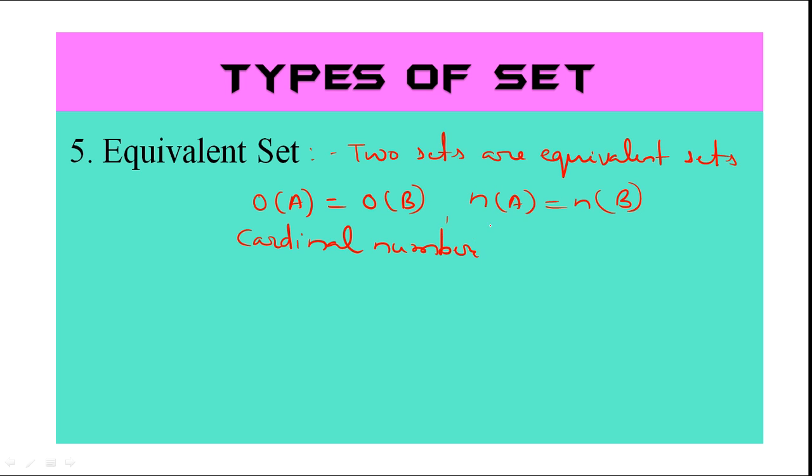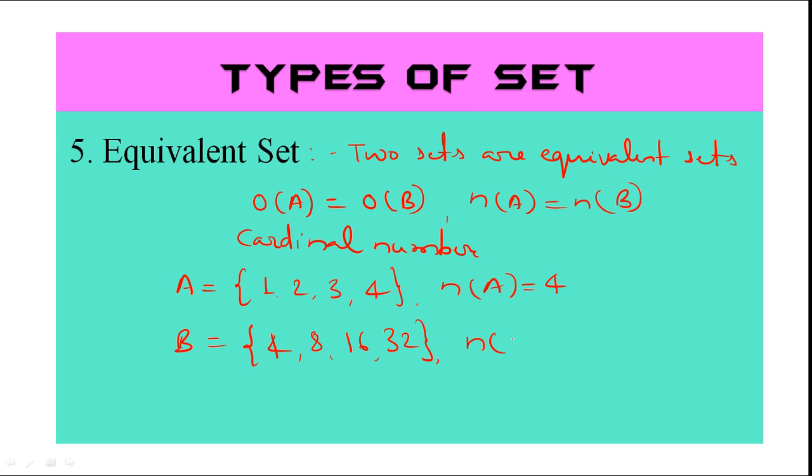We will make it clear with the help of an example. Suppose I am considering A = {1, 2, 3, 4}. The order of A is 4, or the cardinal number of A is 4. One more set I am taking, suppose B = {4, 8, 16, 32}. So both the sets are of the same order. The order of set B is also 4. If the order is the same, they are said to be equivalent sets. Their cardinal number is the same.